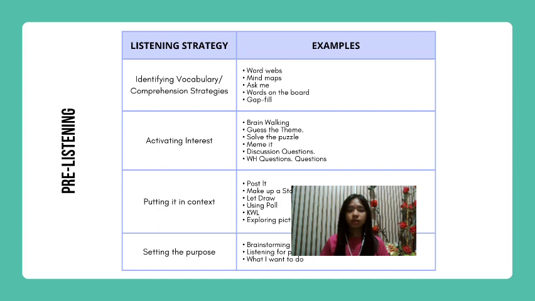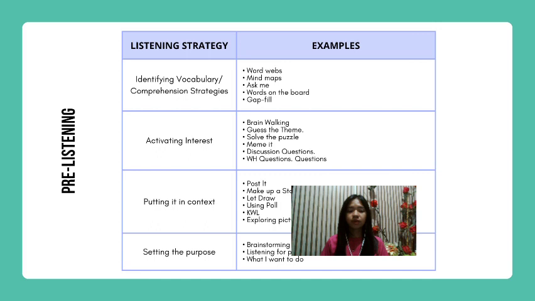Third example is solve the puzzle. To further engage students, give them pieces of a puzzle picture related to the listening passage. Students can then guess what could have happened using these pieces. This activity encourages critical thinking and prediction skills.